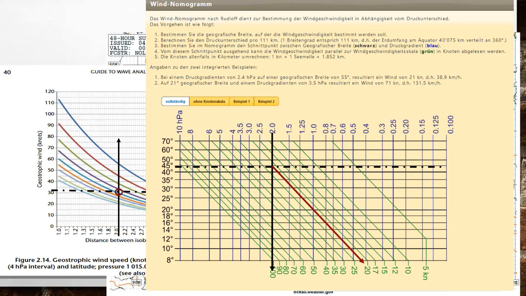So we had 24 knots before. Which means we can use this as a diagram for the geostrophic wind to get the real wind, but we can also use this diagram. The Rudolph's wind diagram and this wind nomogram will be discussed in the next lesson. Thanks for watching.